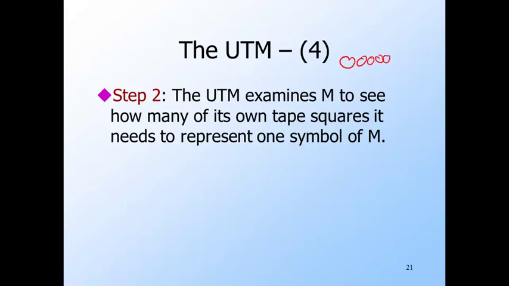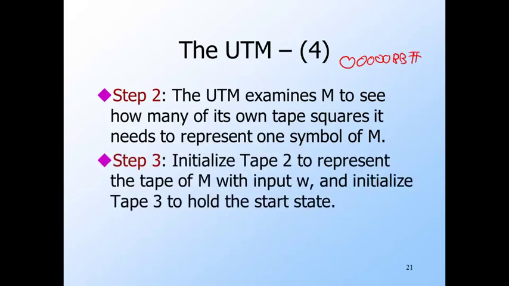5 zeros, 2 blanks, and then the #. Now initialize tape 2 to represent the input W. Remember, zeros are x1 and ones are x2. The blanks on the second tape of the universal machine all represent x3, the blank of M, but we won't initialize those squares until we need to.